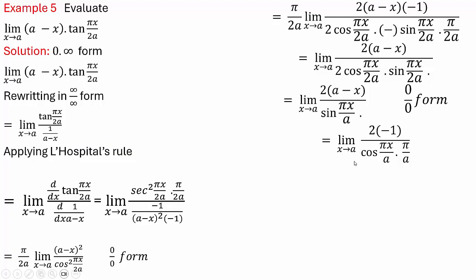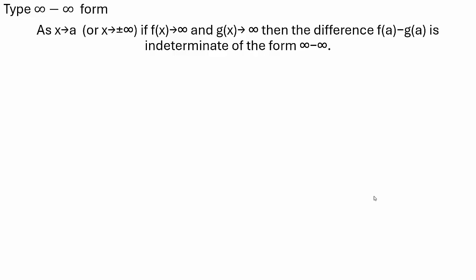It is nothing but limit x tends to a of 2 into minus 1 divided by cos of pi x by a into pi by a. It is nothing but minus 2a divided by minus 1 into pi, equal to 2a by pi. That's why limit x tends to a of a minus x into tan of pi x by 2a is equal to 2a by pi. Next type, infinity minus infinity form.